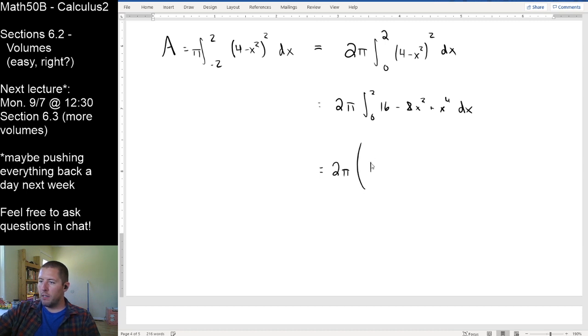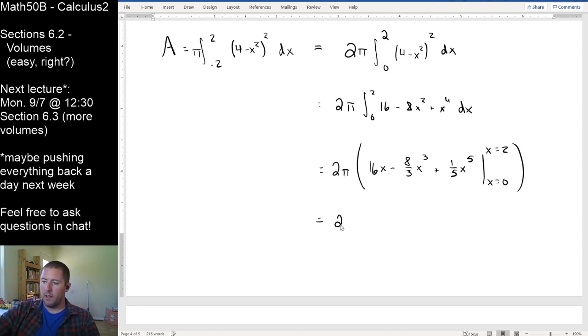And I'm going to get 16x minus 8 thirds x cubed plus 1/5 x to the 5th. One of the reasons why identifying that symmetry trick is really nice here is because we are integrating a polynomial. And when we integrate polynomials with a bound of 0, the bound of 0 always goes to 0. Even if there's a constant term like 16, it will always get included in an x part. So now every term has an x in it, and when I plug in 0, the whole thing goes to 0, right?